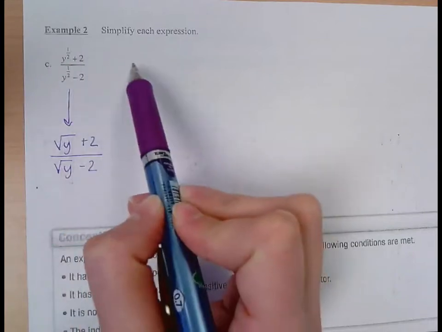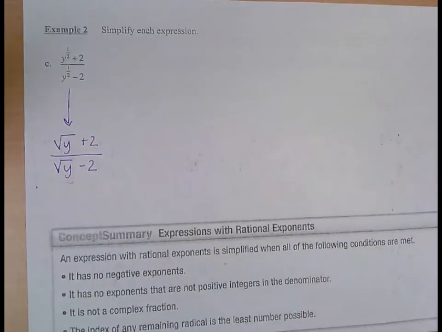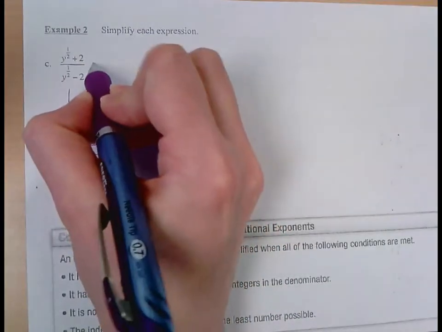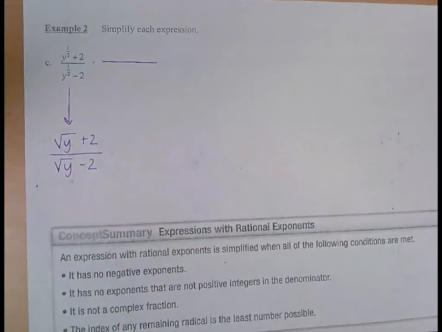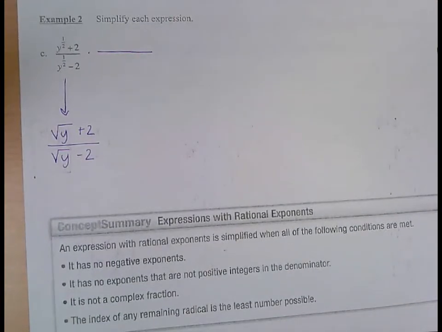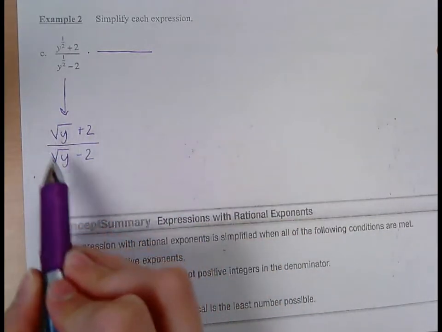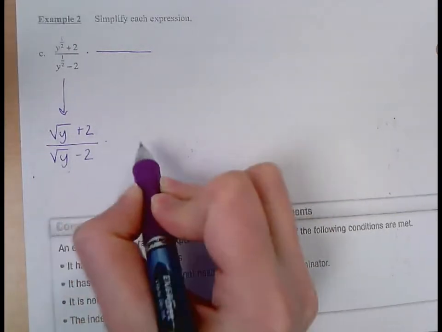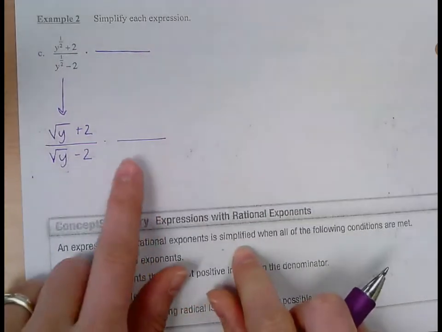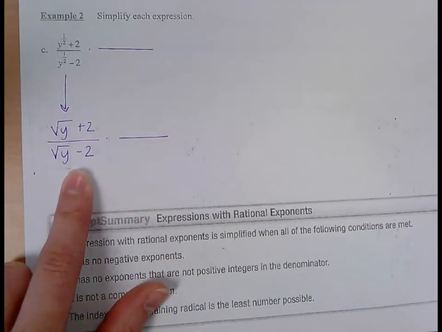So I'm going to keep it in exponential form, but I just want you to know you can switch it to radical form and then simplify like we did with radicals if that makes more sense. Just make sure you switch it back in the end. So in order to simplify this, I have to rationalize the denominator. So first of all, if I look at the equivalent radical form, what would I multiply this denominator by if I wanted to rationalize the denominator and cancel out the square root?